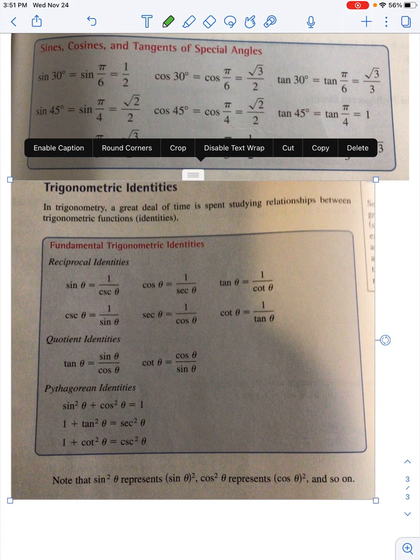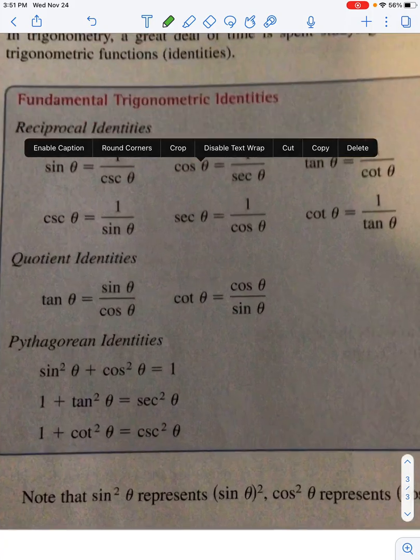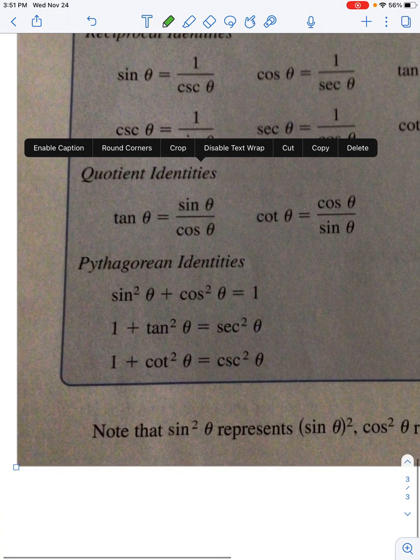Quotient identities are, again, dividing. So tangent is opposite divided by adjacent, which in this case means sine is your y and cosine is your x. So you have y divided by x, whereas cotangent is the opposite: cosine on top and sine on the bottom. Again, they're reciprocals. And then these last two identities, these are ones that we will definitely use.